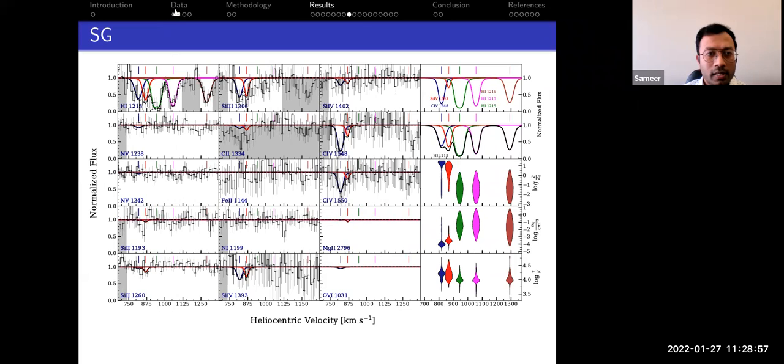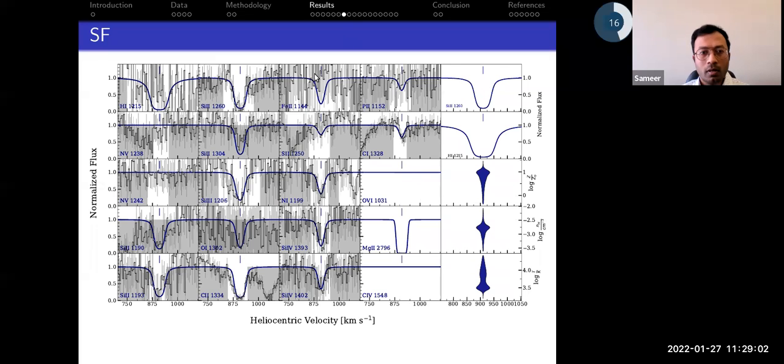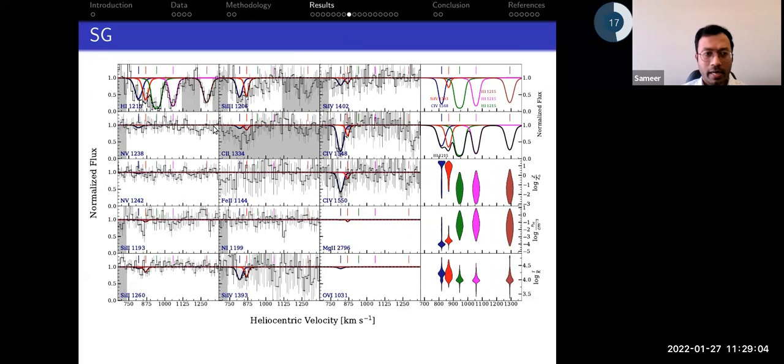Then sightline G, this sightline again is on top of the luring. Here again we see a kinematic spread in the velocities, and we see a dominant absorption coming from this carbon 4 cloud, and there's a silicon 3 cloud as well that is also seen to produce absorption. These two clouds are found to be supersolar. Then the remaining 3 clouds don't show any metals in them. They are upper limits again.